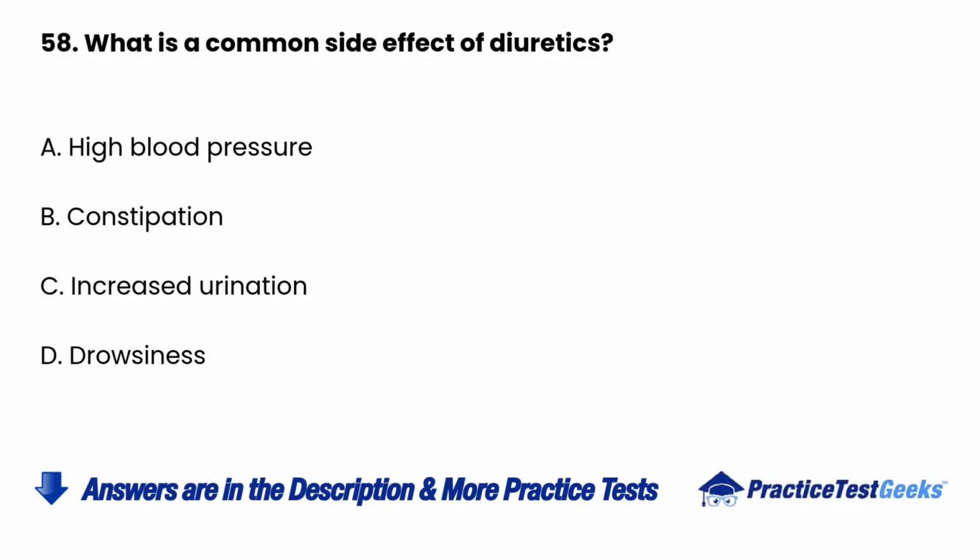58. What is a common side effect of diuretics? A. High blood pressure. B. Constipation. C. Increased urination. D. Drowsiness.